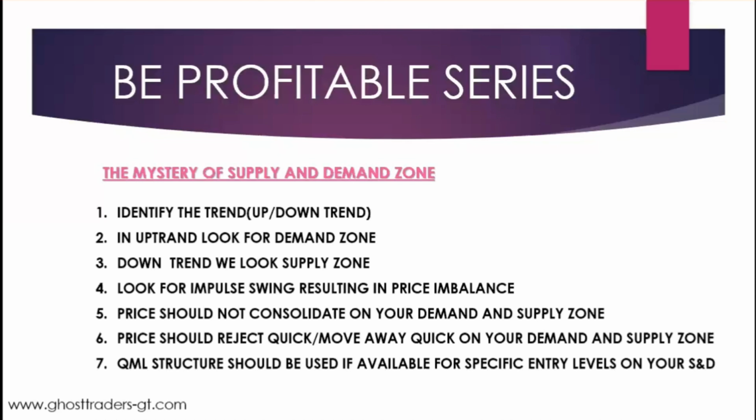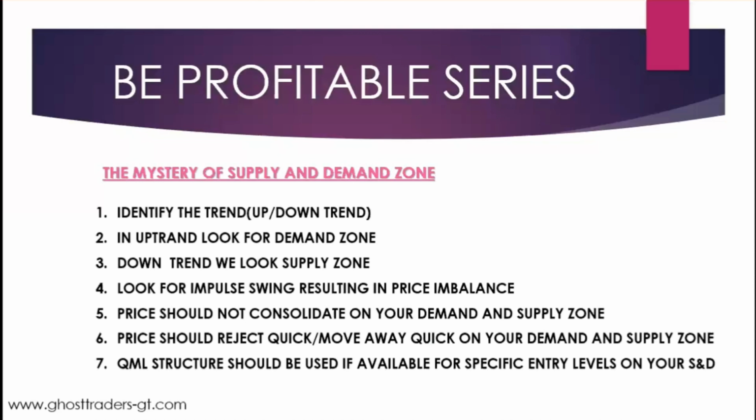We also look for what we need to see: impulse swing in the market, or price imbalance, which results from impulse swing. That's what we want to see in the market. And when price gets to your demand or your supply zone, we want to see the market moving. There should not be any consolidation when it gets there. We just want to see price rejecting very quickly, which validates that this is your supply or demand zone.